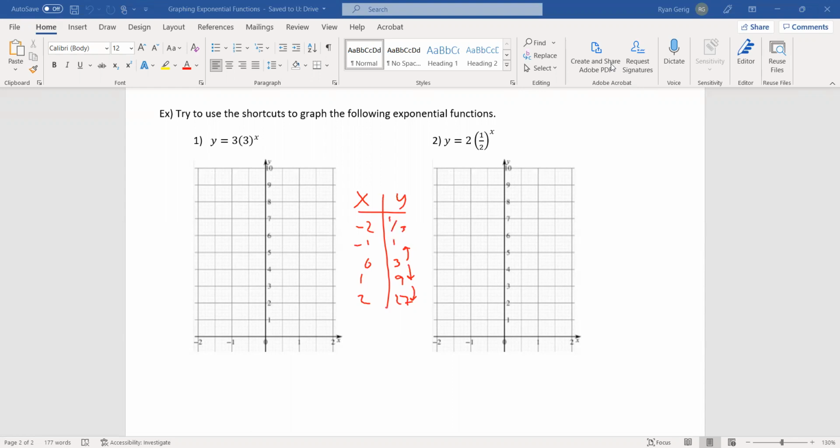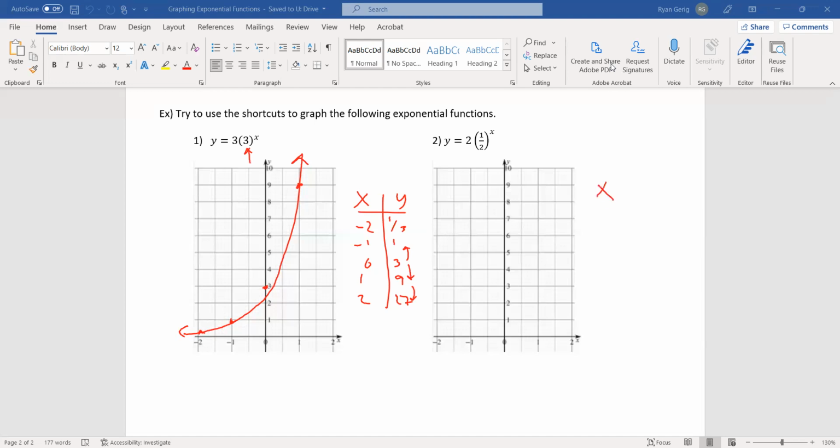Okay. So now I'm going to plot those: 0, 3; 1, 9; 2, 27 doesn't fit. Negative 1, 1, and negative 2, 1/3 is like 1/3 of the way up. Again, it's not going to be negative, right? It's just going to get very small. It's going to get close to the x-axis. It's not going to go below it, though. This makes sense. It's growing because b was greater than 1. In this one, b is less than 1, so it's going to be decaying.